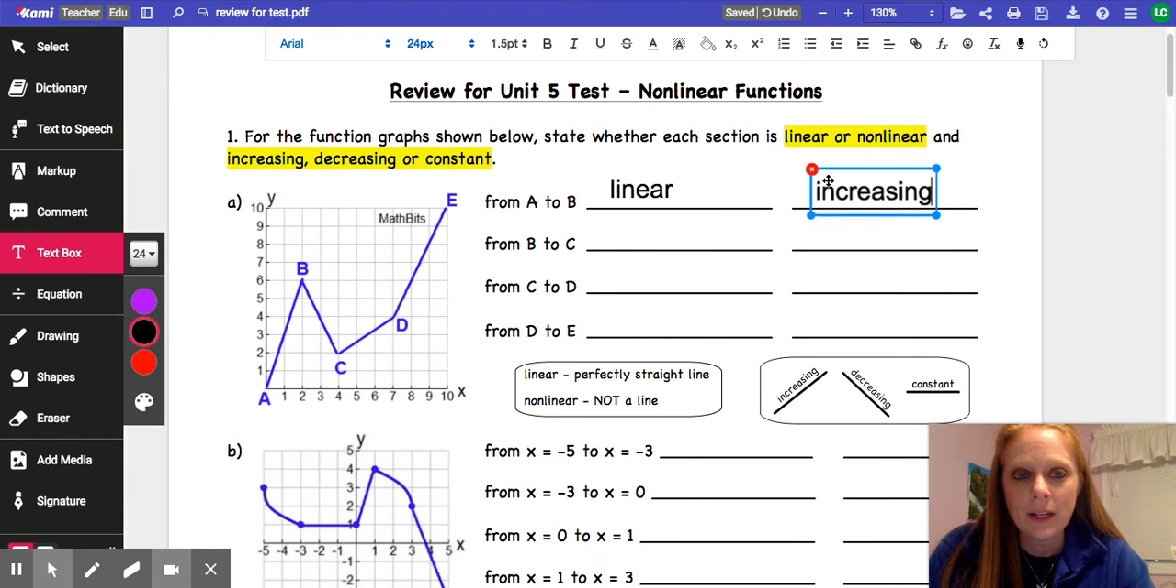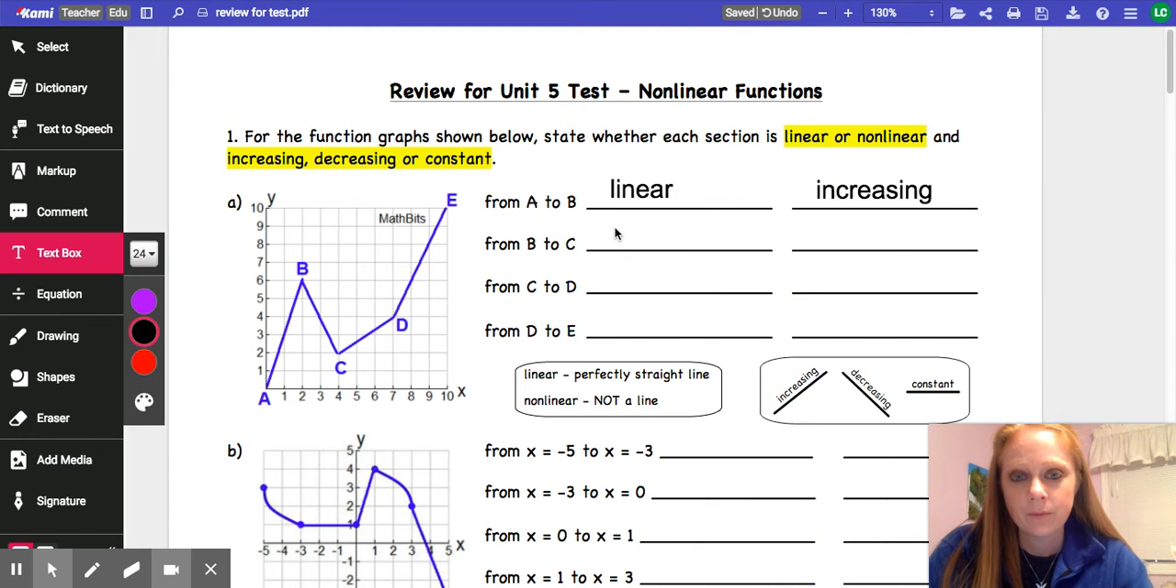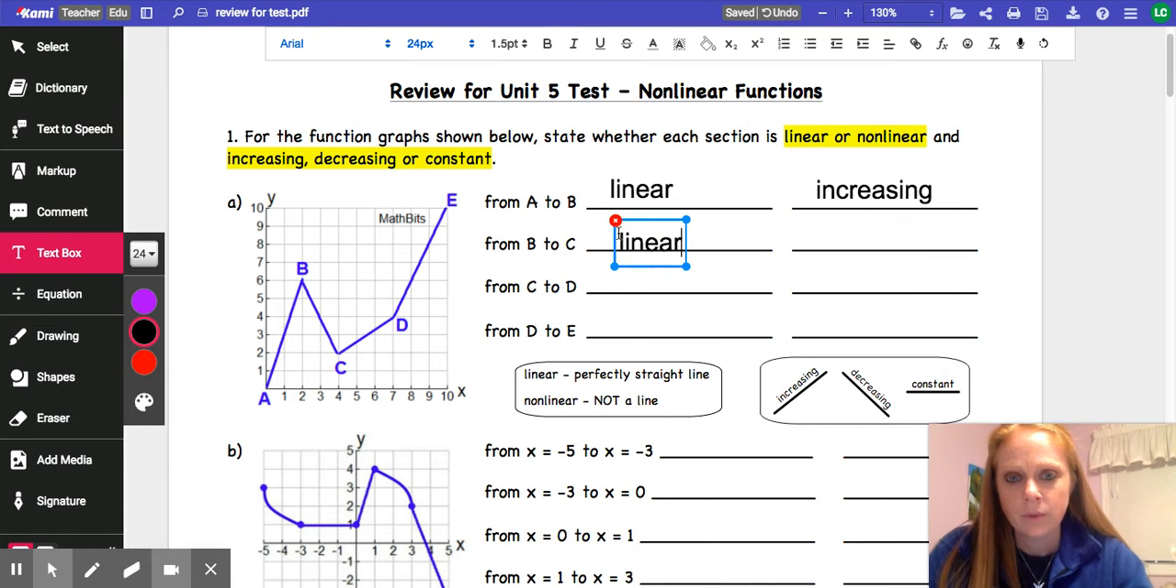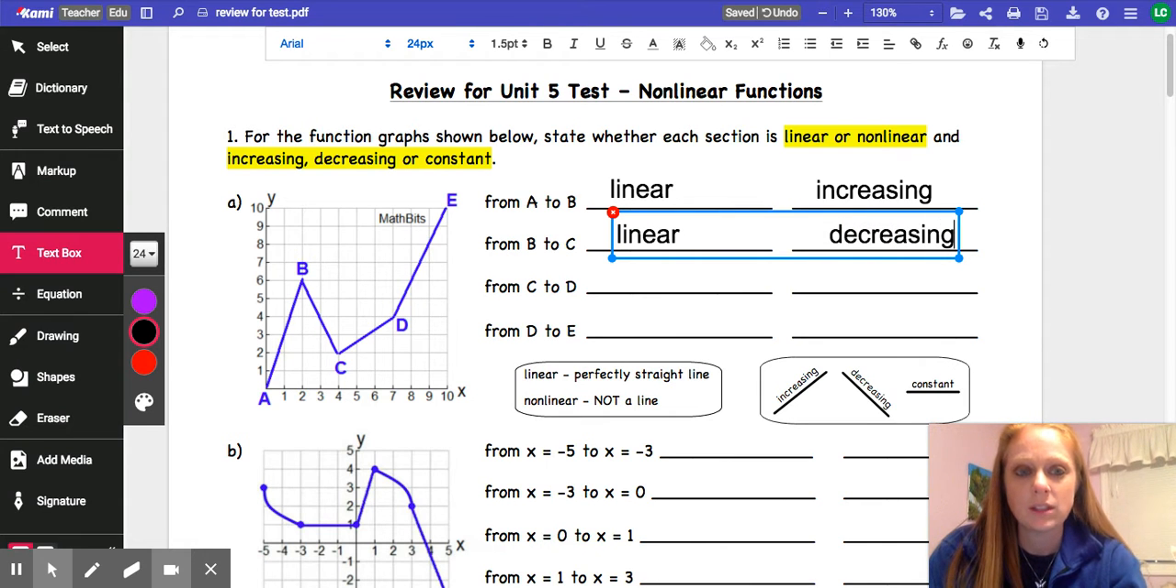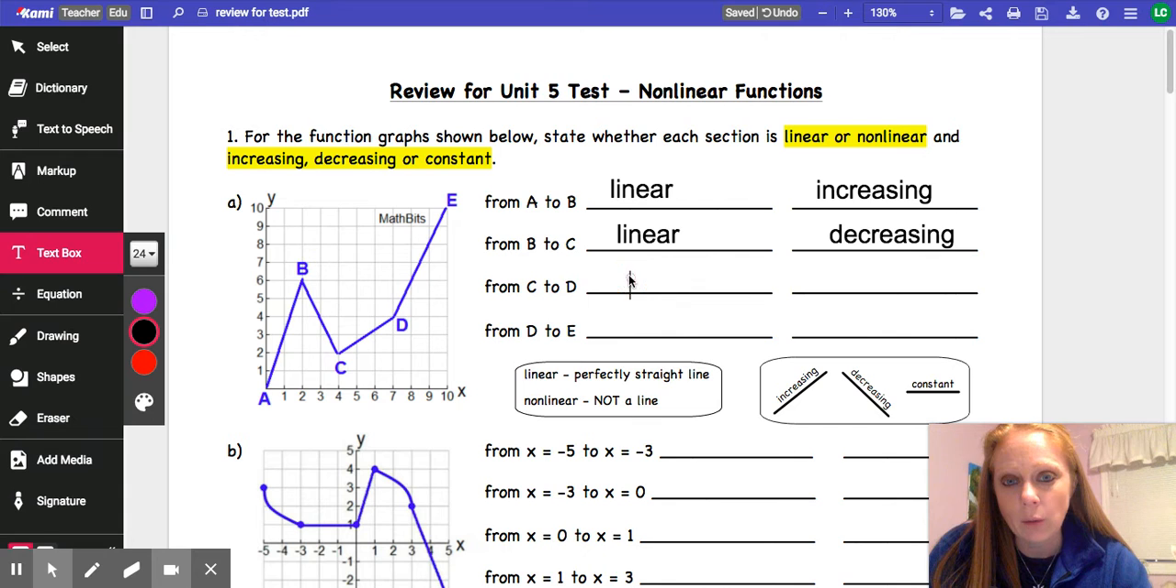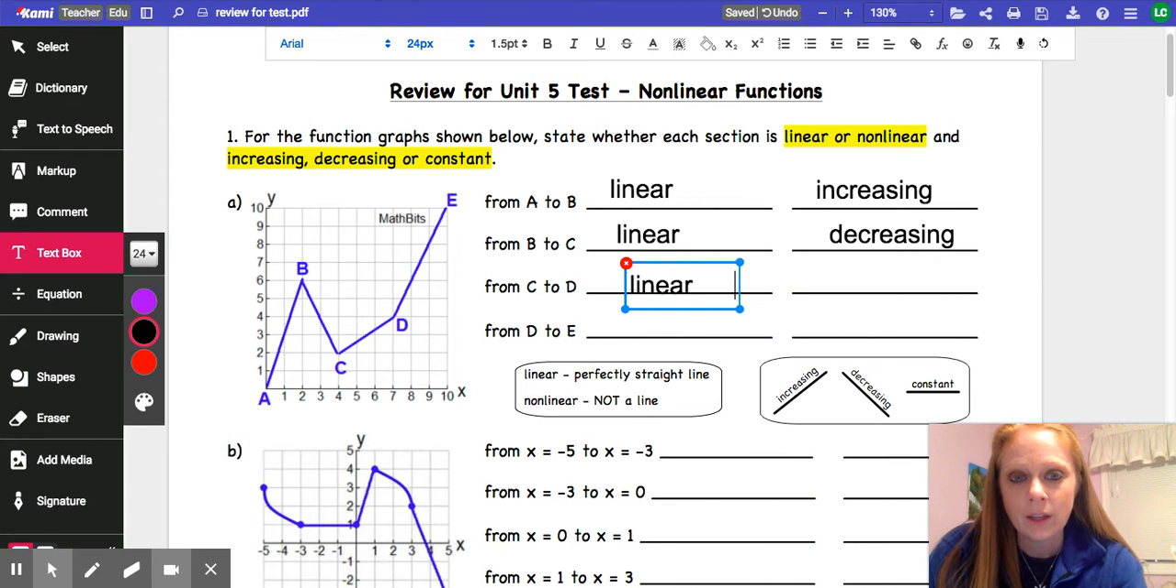All right, and then from B to C, now it is still linear. It is still a straight line segment from B to C. But this time, it is decreasing. Again, because it's just headed downward. All right, and then from C to D, it's going back up. So again, we have a linear line segment, and it is increasing.